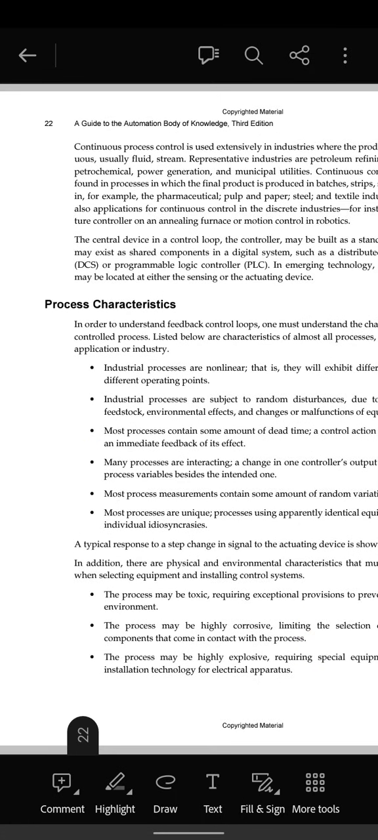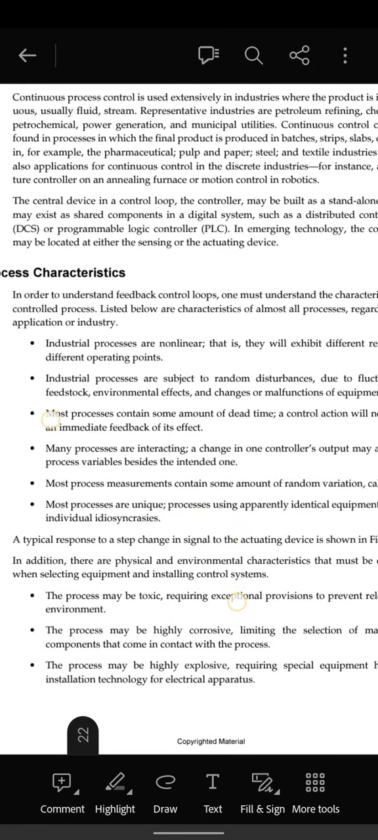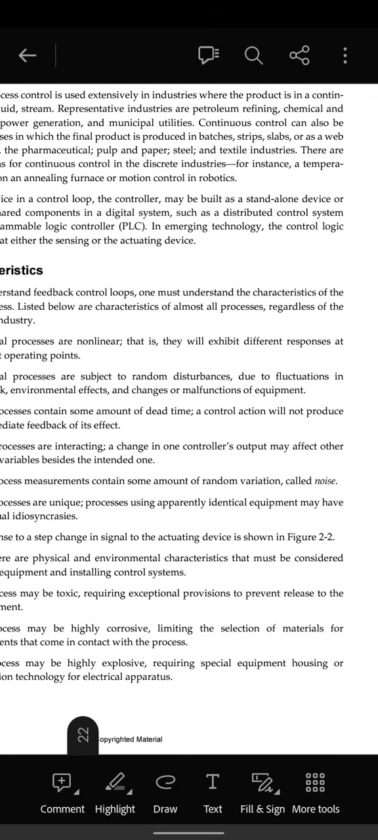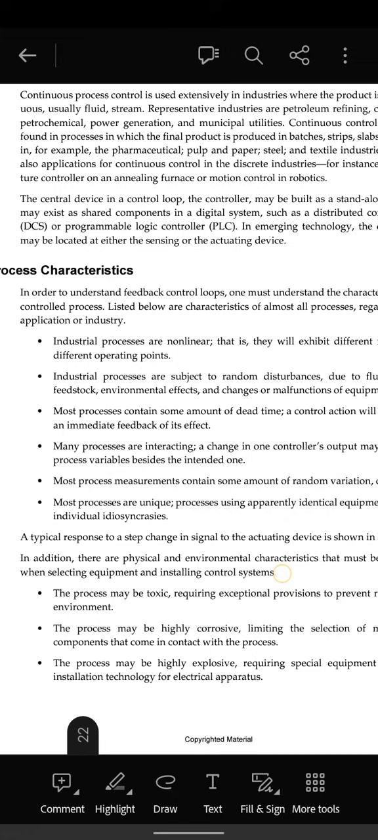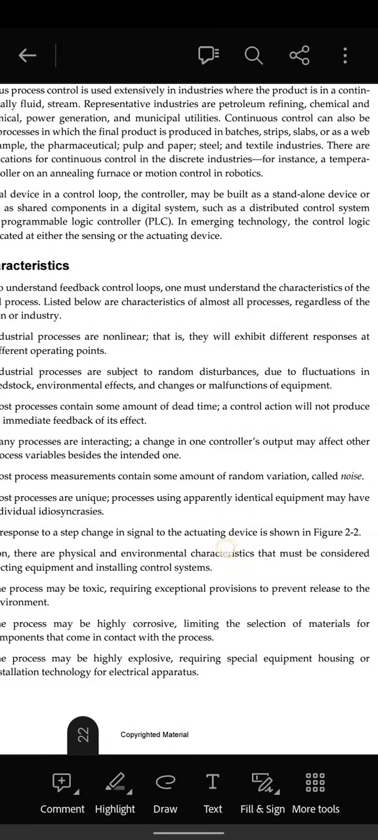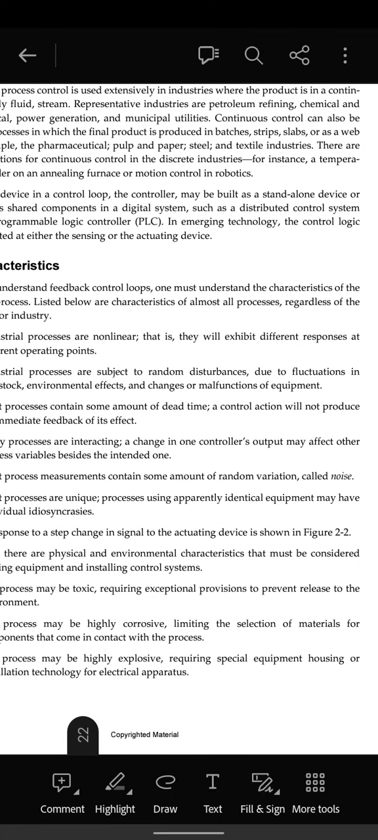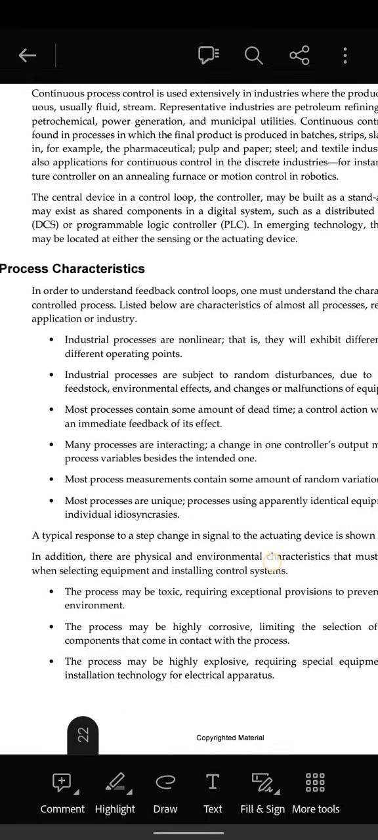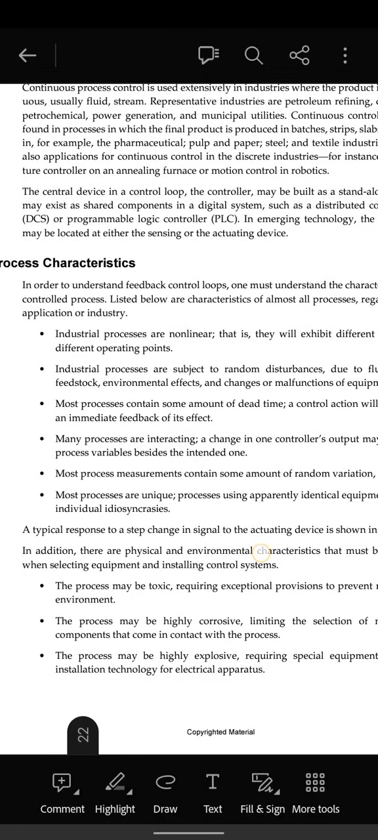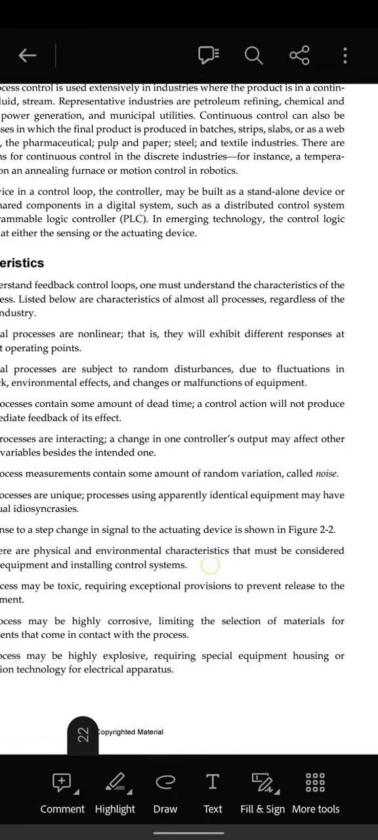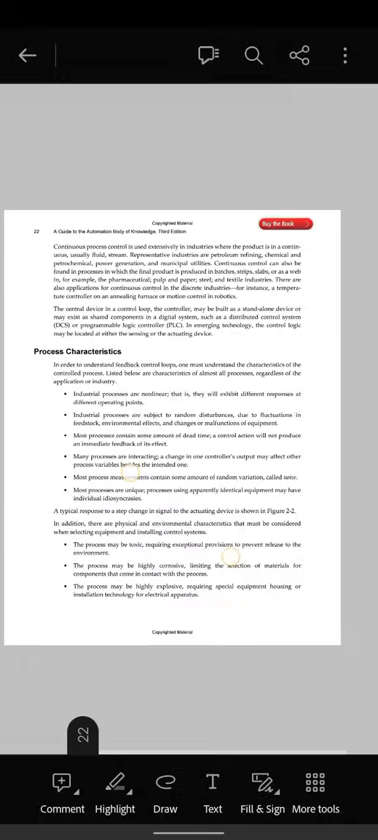Continuous process control is used essentially in industries where the product is in a continuous, usually fluid stream. Representative industries are petroleum refining, chemical and petrochemical, power generation, and municipal utilities.